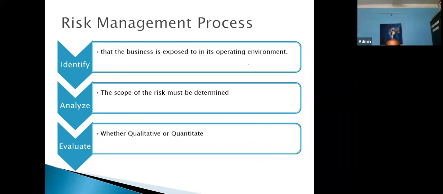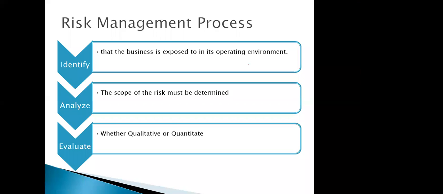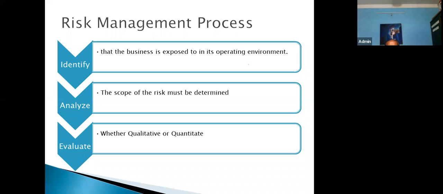Now, next slide. Can you see this slide? Risk management process. Now, what is the process of risk management? As we have learned in the definition: identify, analyze, and evaluate. Now, what is identify? Identify that the business is exposed to its operating environment. In which environment the business is being operated, that has to be identified.